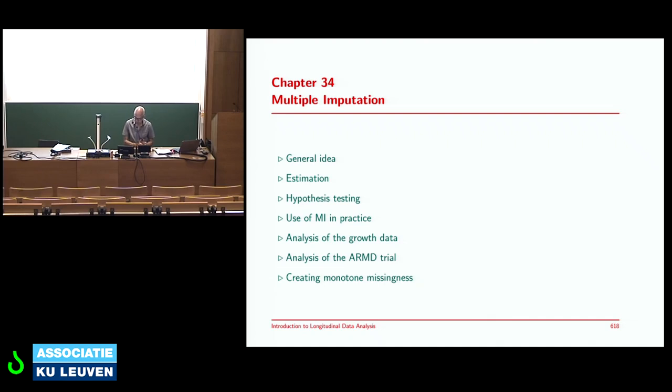In chapter 33, the previous chapter, we discussed weighted estimating equations, which is an extension, a modification, if you wish, of standard generalized estimating equations, to the situation where you assume missingness to be missing at random. So it kind of looks like we have covered most methods, but that's of course not entirely true. There are a number of situations that, if you think about it now, we haven't covered.